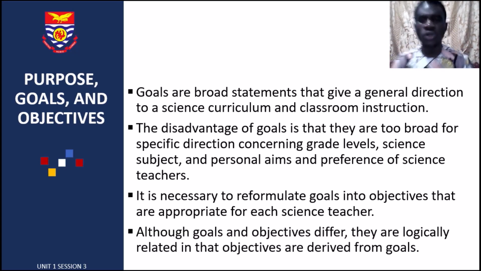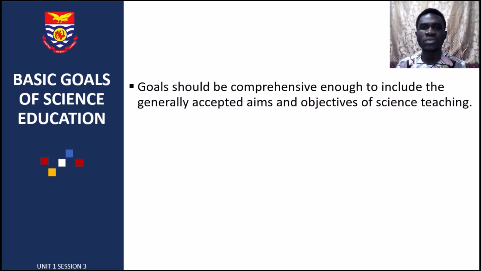So although goals and objectives differ, they are related in that objectives are derived from goals. Note that objectives depend on goals. Out of goals, we are able to come out with our objectives. Now, what are some of the basic goals of science education? We must understand that there are many goals of science teaching. And a goal should be comprehensive enough to include the generally accepted aims and objectives of science teaching.